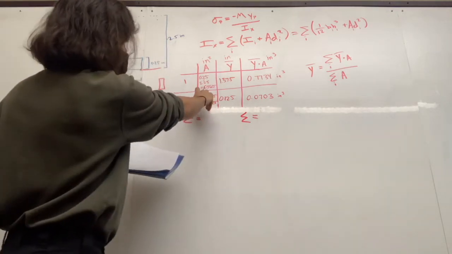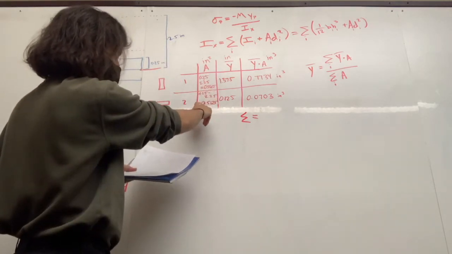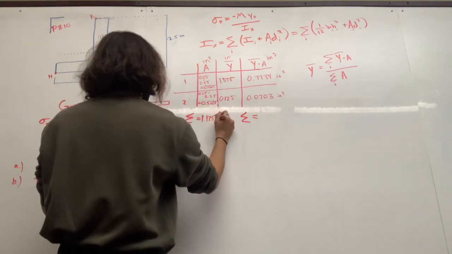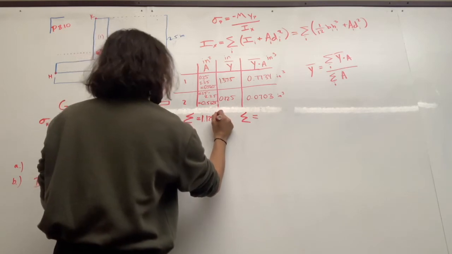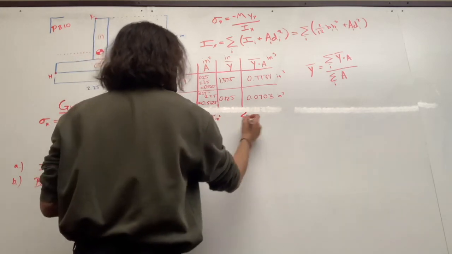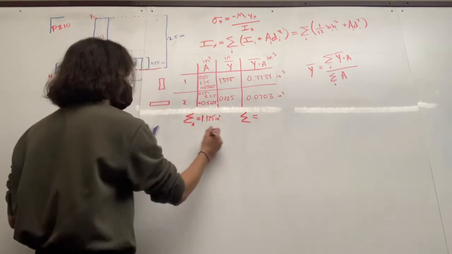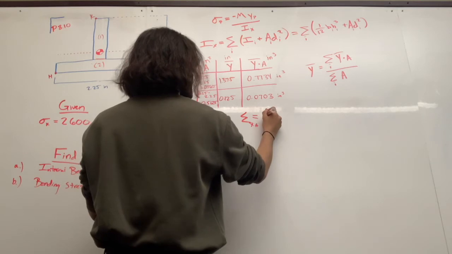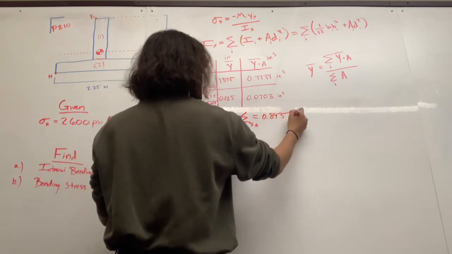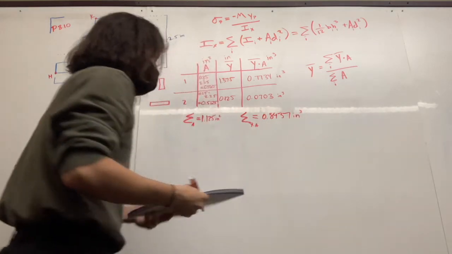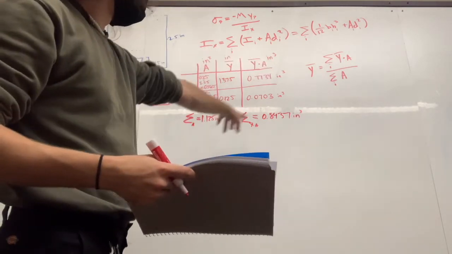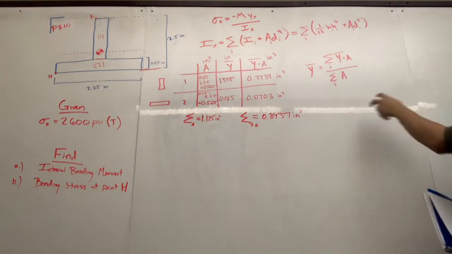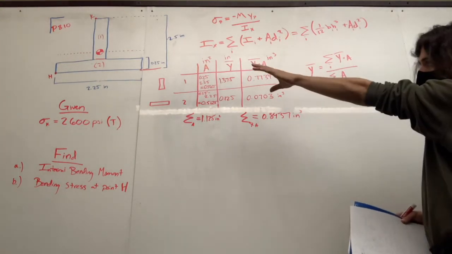And so we get 0.5625 plus 0.5625 is equal to 1.125 inches squared. So this would be the area summation, and this would be the y bar times area summation, which would get 0.8437 inches cubed. So then we have all the terms, now we just substitute them into this equation to get the location of the centroid for the entire shape that we have over there.